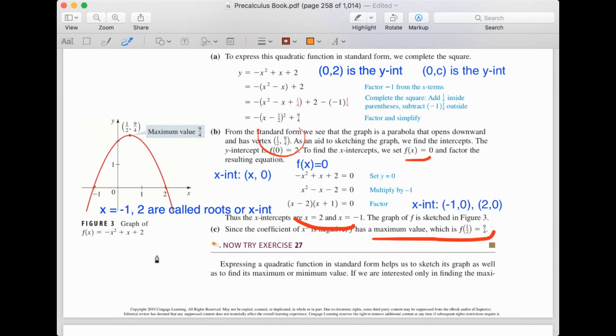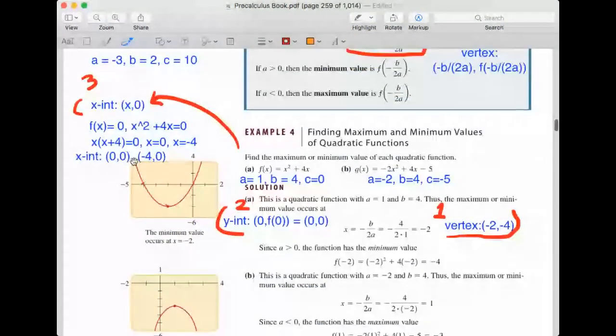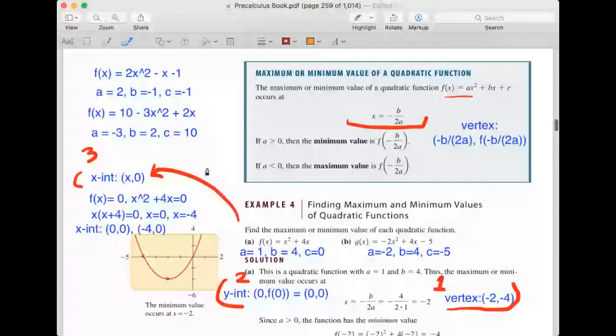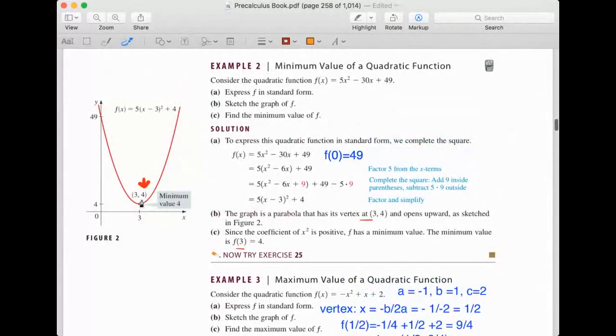We want to try to find at most 4 points. Sometimes we don't get 4 points. Like this one, we get 3 points, because one of the x-intercepts is the same as the y-intercept. Sometimes we only get 2 points. Like this one, we don't have an x-intercept. We only have the y-intercept and the vertex. Let's see why we do not have an x-intercept.